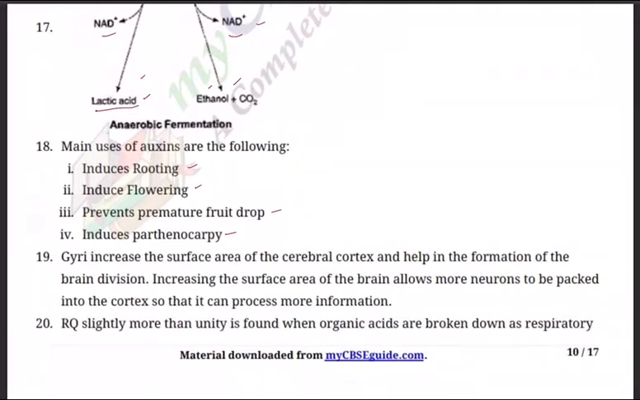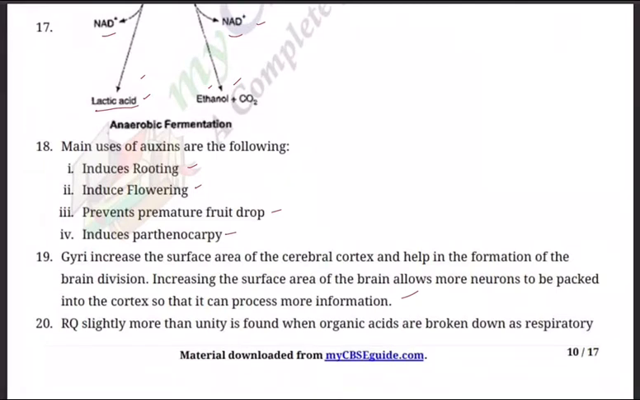Next, 19. In the brain, gyri increase the surface area of the cerebral cortex and help in the formation of the brain divisions. Increasing the surface area of the brain allows more neurons to be packed into the cortex so that it can process more information. That is the advantage of having curvatures in the brain, the cerebral cortex.